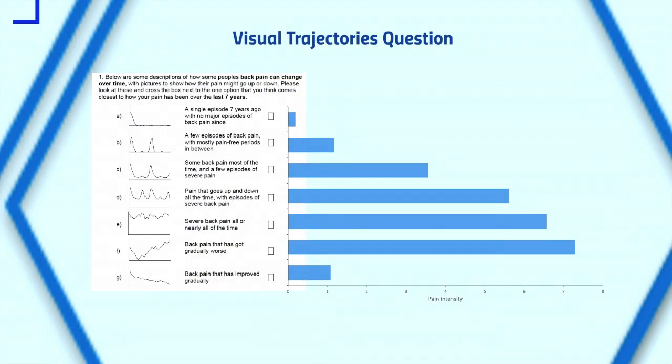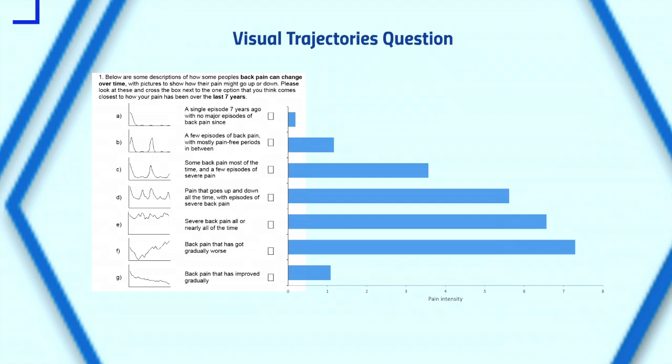So you've seen the trajectories work that we did, and it's really important work. It shows that there are clusters of people with different patterns of pain, but it's not applicable to clinical practice because you have to collect repeated measures over a number of months, and it's just not feasible.